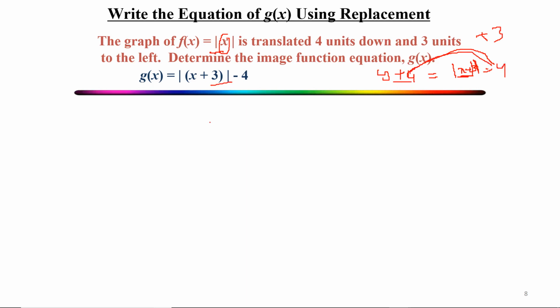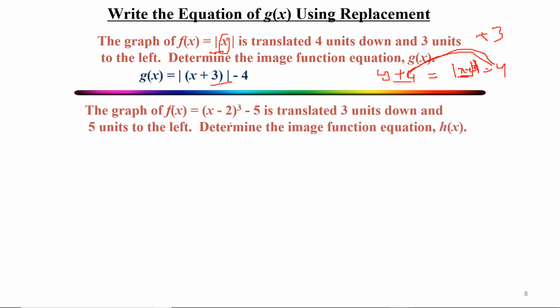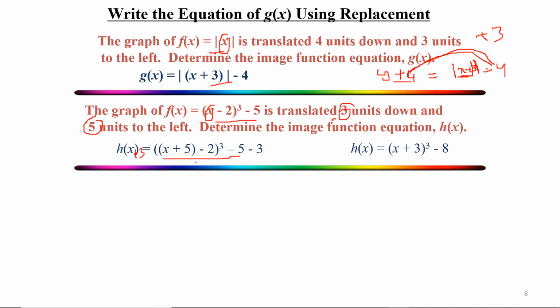This is the equation. The graph of f(x) equal to (x minus 2) whole cube minus 5 is translated 3 units down and 5 units to the left. Determine the image function. In the same way we will find g(x), or h(x), whatever you say. x has to be written as x plus 5 because it is 5 units to the left, and we have to subtract 3 from the whole equation. So finally, if you solve it, it will be (x plus 3) whole cube minus 8.